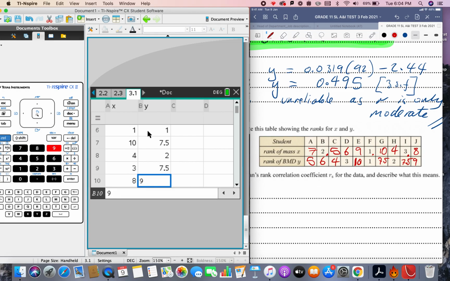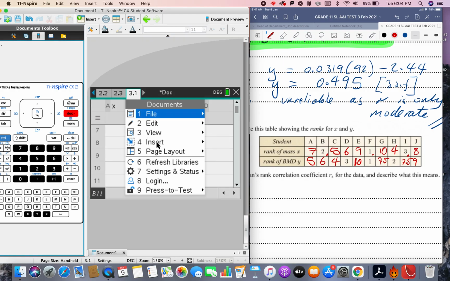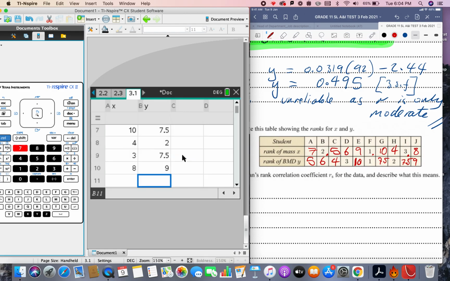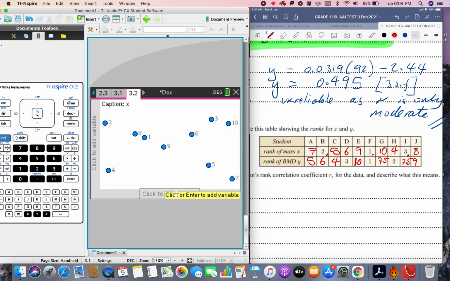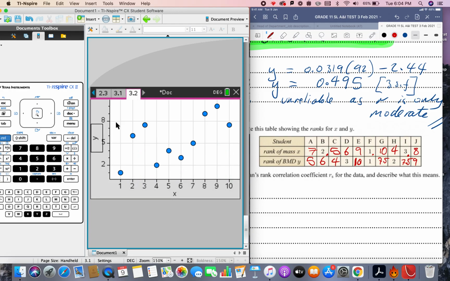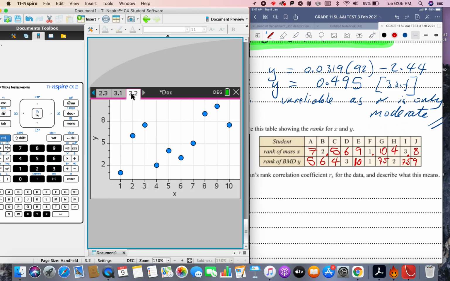Alright, now what I'm going to do is I am going to go doc, I'm going to insert, and I'm going to insert a data and statistics page again, and I just want to see what the new scatter graph looks like for the ranks. Okay, so this is Spearman's rank correlation we're doing here, X here, and Y here. Now does that look any clearer compared to the previous one? So there's the actual values, the original data, and here's the new data. It doesn't look like there's much change.